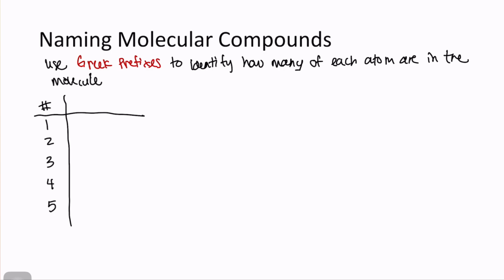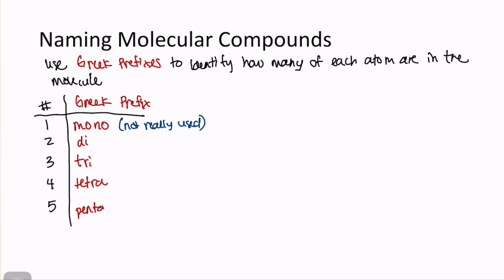We'll do the first five. So we have the number and we have the Greek prefix. So one is mono. And the thing about mono, it is not really used. So rarely you have to identify if there is one. If you say the atom's name, then it is assumed there is one. Two is di, three is tri, four is tetra, and five is penta.